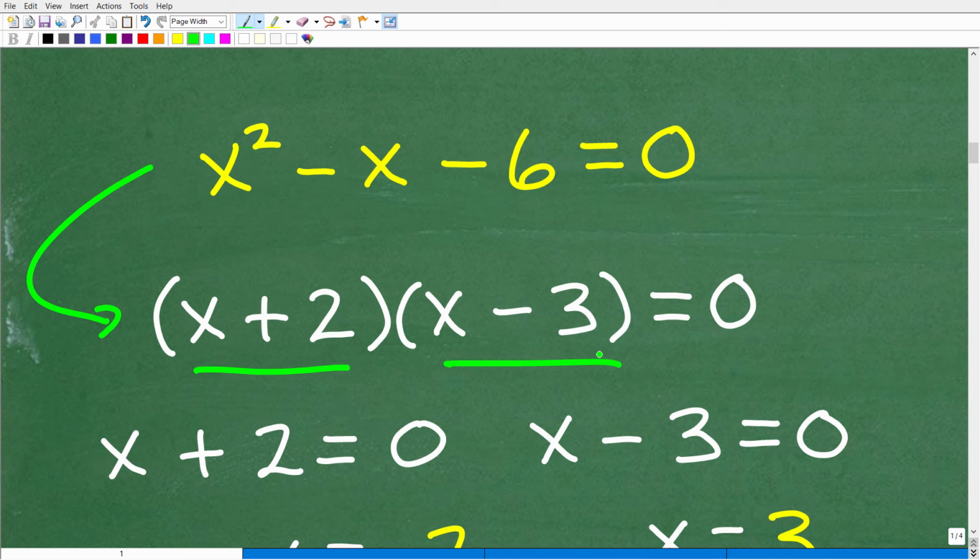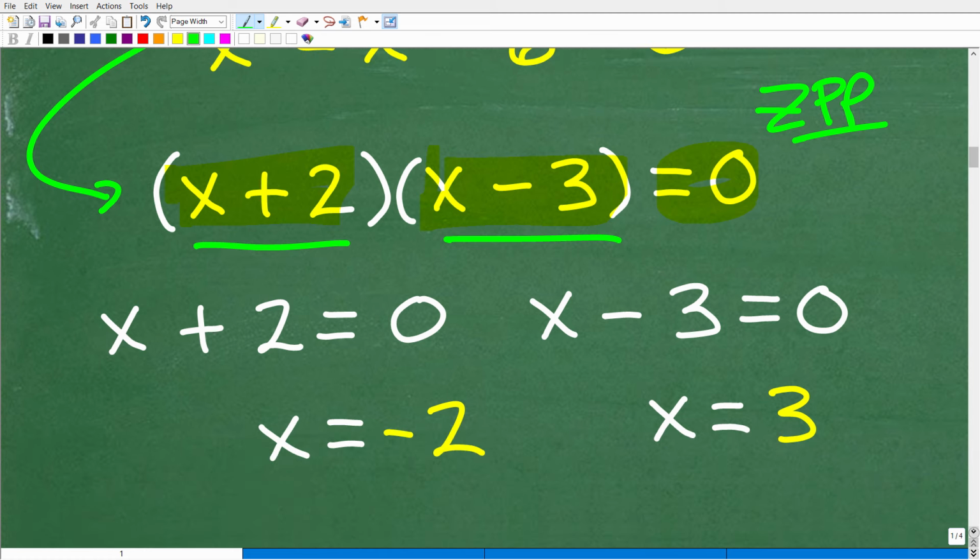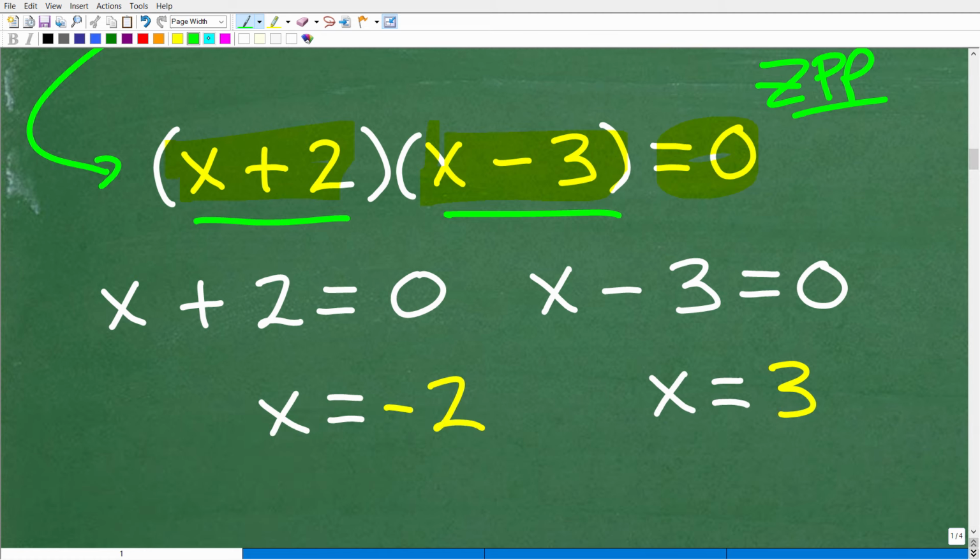Okay, so what we have is a situation where we're going to use something called the zero product property, because this thing times this thing is equal to 0. So you've got two things being multiplied together and the answer is 0. So what does this tell you about this or this? Well, one of these is 0, or both, right? You can't get 0 as an answer if you're multiplying unless this or this is 0. So we can use the zero product property and set both of these factors equal to 0, and that's what we're going to do. So we have x plus 2 is equal to 0 and x minus 3 is equal to 0.